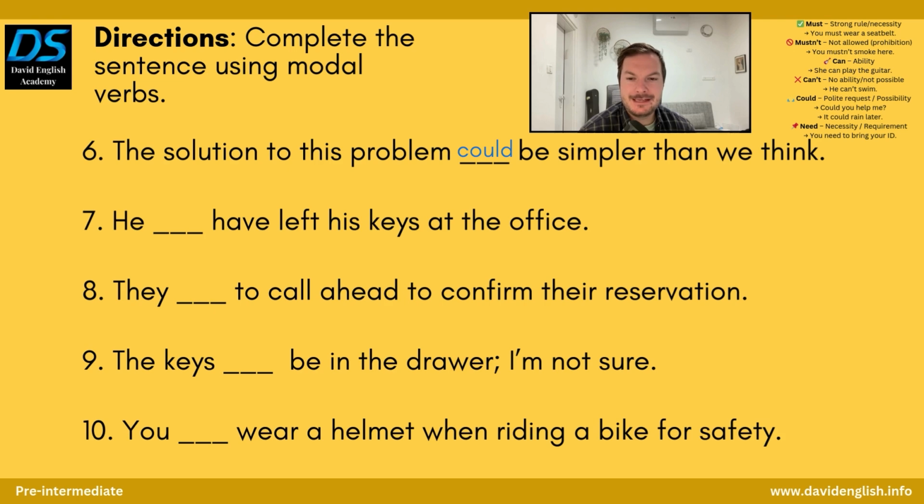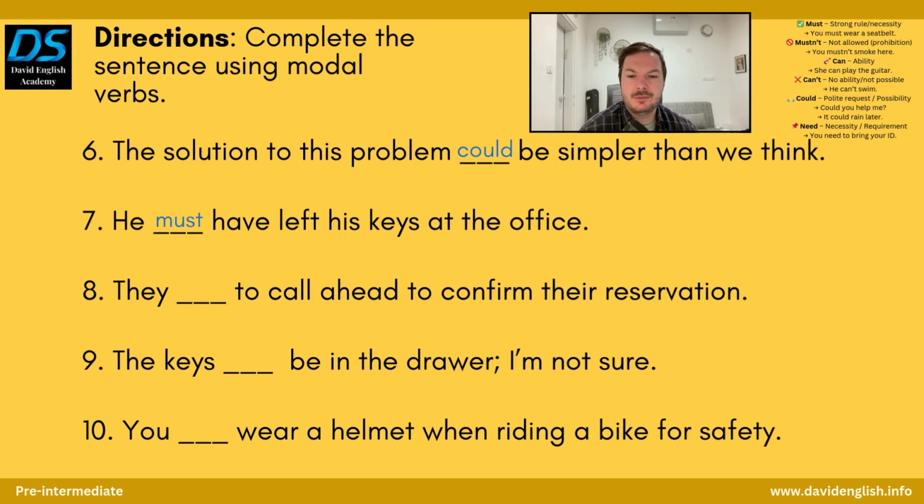7, he have left his keys at the office. I'm going to go with he must have left his keys at the office. But again, if we're using the word must here, you're 90% sure, or even more, like 99% sure that this has happened.